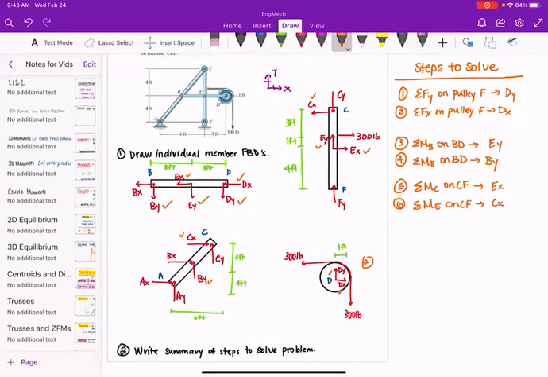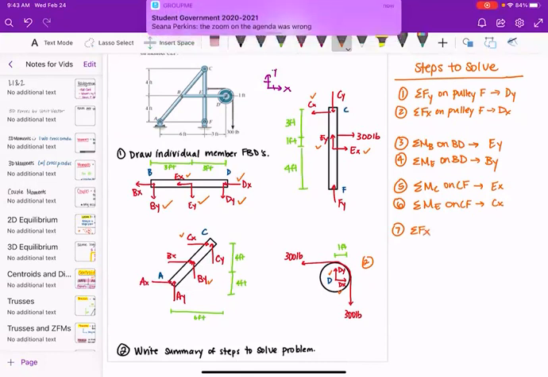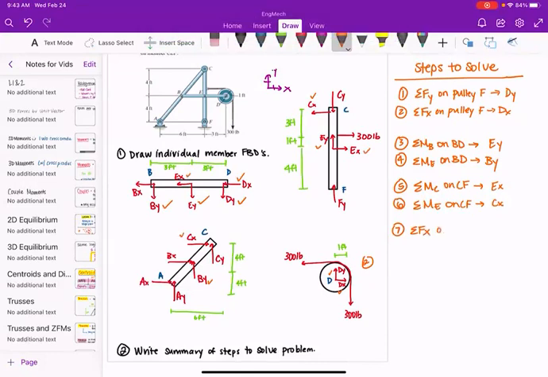So now looking back at BD, I can take the sum of the forces in the X direction on BD to find BX. All right, so now I have this whole free body diagram done, and I have these two. So what I can do now is I can say, all right, on AC, I can do the sum of the forces in the X direction, and that'll get me AX. So now I have AX done.